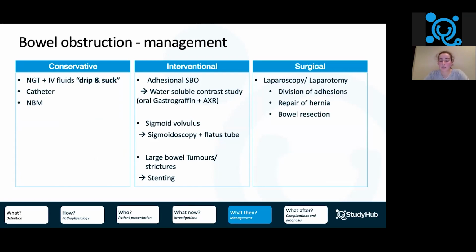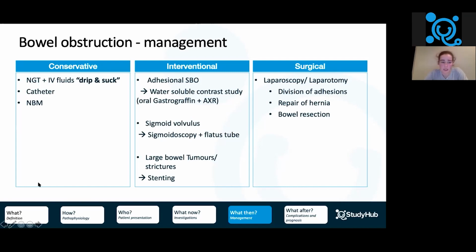In terms of interventions, that depends on the cause of the bowel obstruction. So, for example, in patients with adhesional bowel obstruction, we can try a water-soluble contrast study that can help define where the blockage is, and sometimes can even relieve the blockage. For patients with sigmoid volvulus, we can do a sigmoidoscopy and place a flatus tube to decompress the bowel. And in large bowel tumours and strictures, we can do stenting.